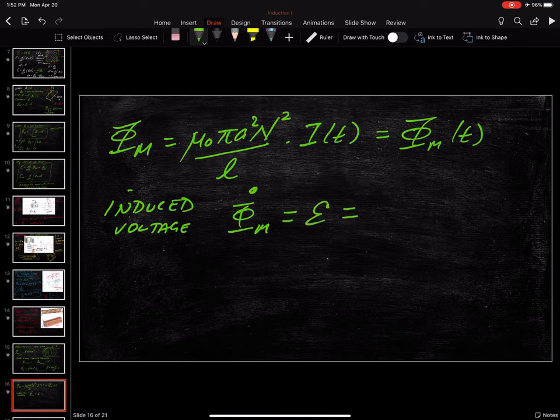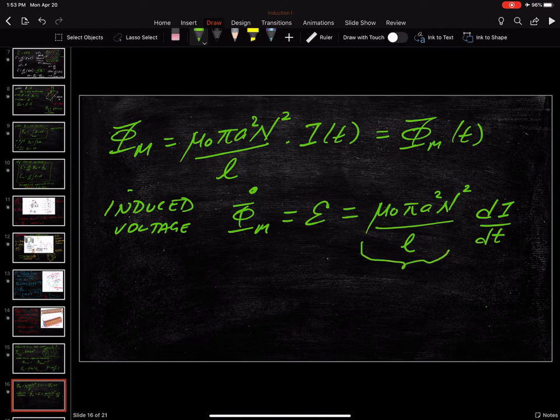My induced voltage, my induced EMF here. And this is going to be mu naught pi a squared times N squared over L times di dt. So it depends on how fast your current changes.